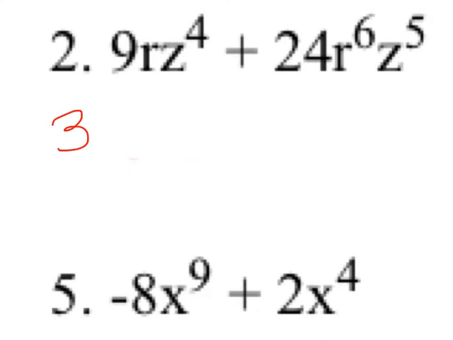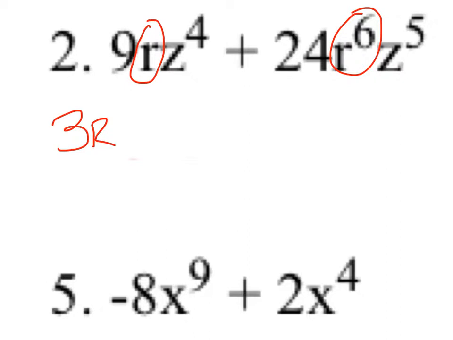So there's a 3. You have two variables, an r and a z. Look at the r first. What is the highest power of r that I could factor out of this? We have r to the first and r to the sixth, so it would just be r. The highest power of r that you can take out is the lowest power of r that is listed in the expression.